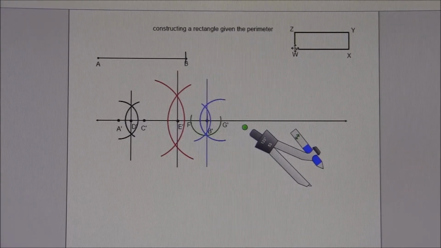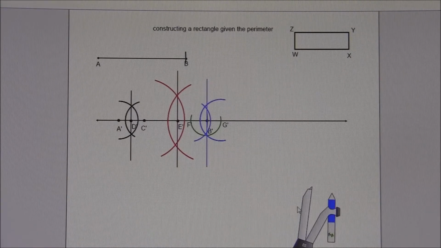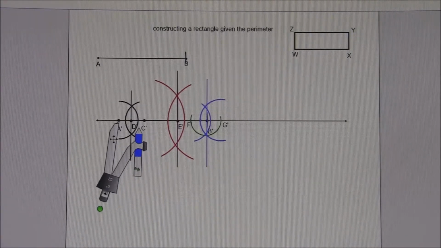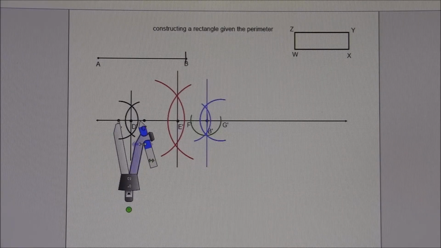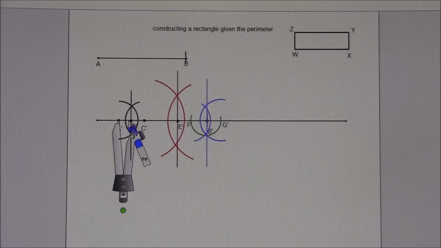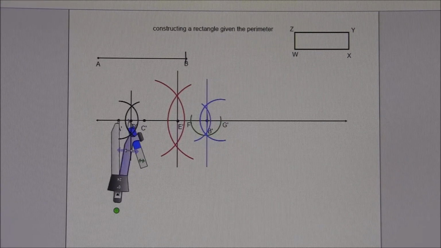Well, which means I've got to figure out what this something is. Well, that's A prime D prime. So I've got to copy that segment. Or you could have chosen D prime C prime. So let's go copy A prime D prime. I'm going to keep it in blue. Nope, I've got to open it a little bit more.